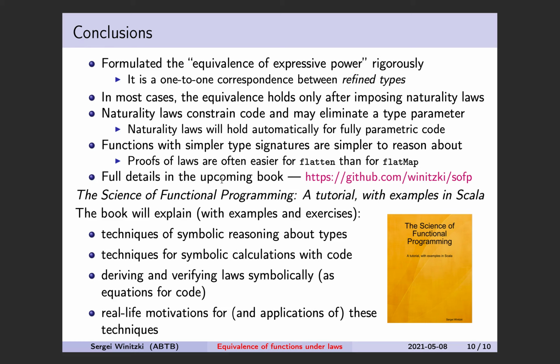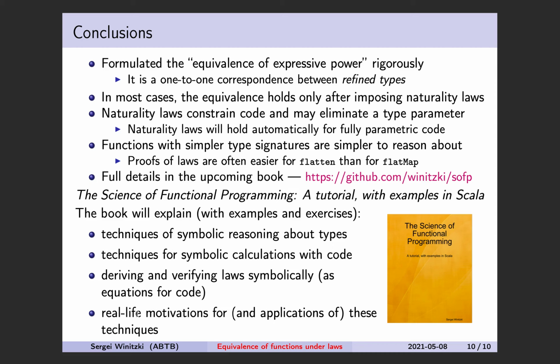A lot more details are given in my book that I'm finishing now. This book is available in the source code and the PDF for free. This book explains with a lot of examples and exercises what are the techniques of symbolic derivation, symbolic reasoning about types, symbolic reasoning with code, how to derive these laws and verify them by hand using this short code notation, because if you don't use it, you will just spend 10 times as much time trying to prove the laws. So I have hundreds of examples and hundreds of proofs that I show step by step in this book in order to teach how to do this.